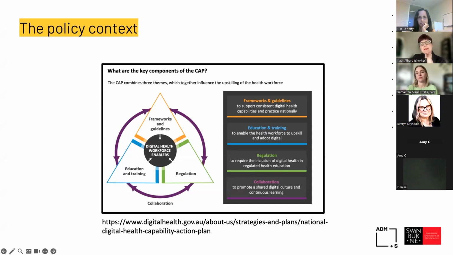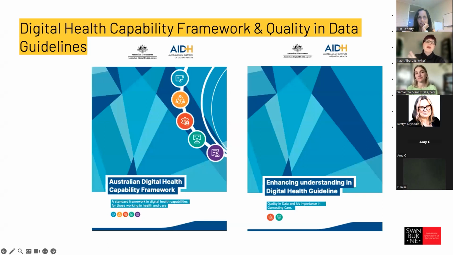We'll have the next slide, thanks. There are 2 draft documents being circulated at the moment. They will be finalised and released before the end of the year, we are told. That work's led by the Digital Health Agency, the organisation that brought you My Health Record, with the Australasian Institute of Digital Health. The 2 documents you will see on the slide here are the Digital Health Capability Framework, which is a framework to help members of the health workforce self-assess their own digital and data capabilities.